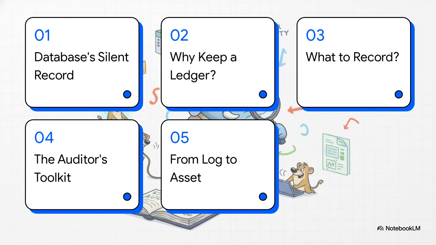All right, so to crack this case, we need a solid plan. First up, we're going to look at what the database's silent record, the audit trail itself, actually is. Then we'll get into why we even bother keeping this ledger in the first place. After that, we'll figure out what's actually important enough to write down, check out the tools we can use, and finally, see how this simple log can become one of your most valuable assets.